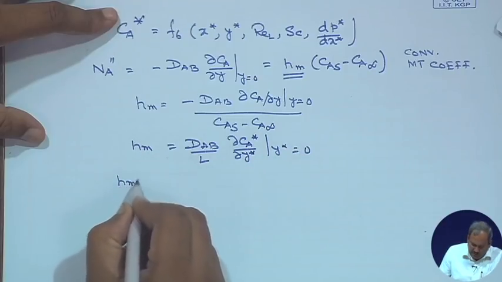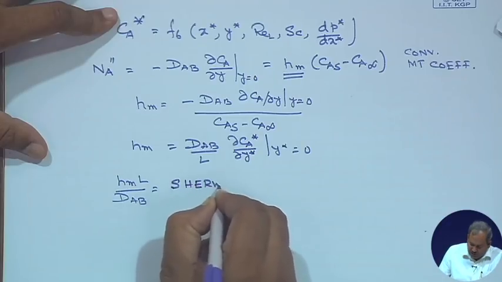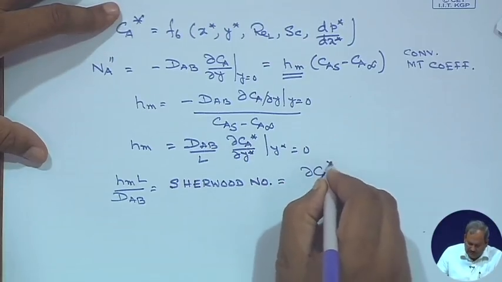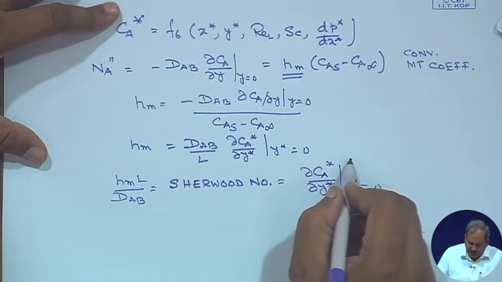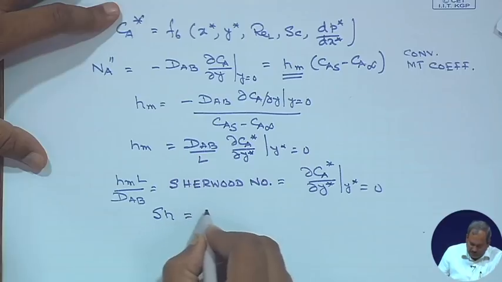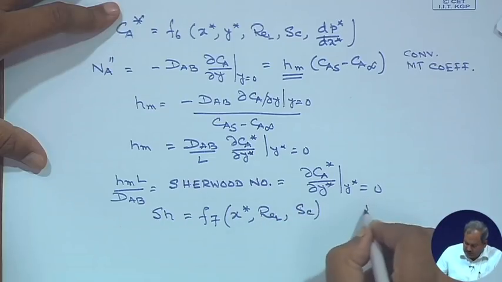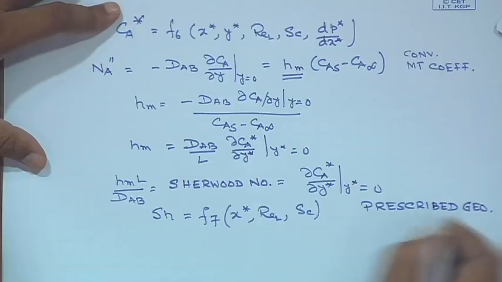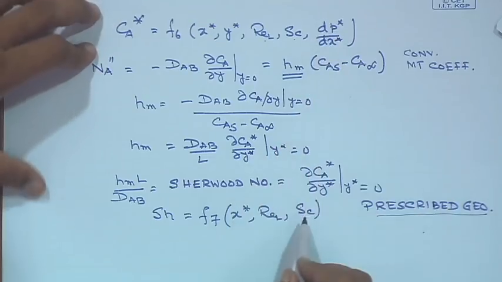So, it becomes Hm L by DAB, which in mass transfer terms is known as the Sherwood number, which has the same significance as Nusselt number in heat transfer. It would be simply del CA star by del y star at y star equals 0. So, Sherwood number is nothing but the dimensionless concentration gradient at the interface. Your Sherwood number would be a function f7 of x star, Re L and Sc, again for a specific prescribed geometry. If you look at this, del CA del y would not contain any y; it should contain Reynolds number and Schmidt number, and since a geometry is specified, dp star by dy star would also not appear over here.